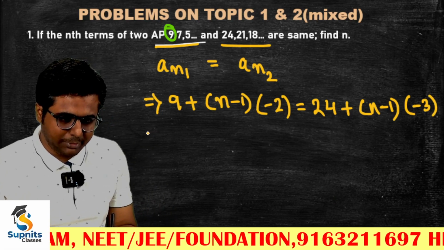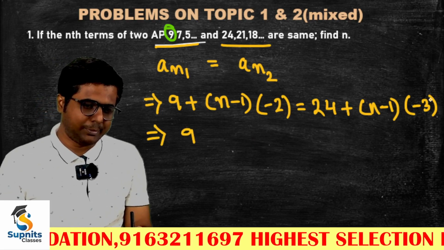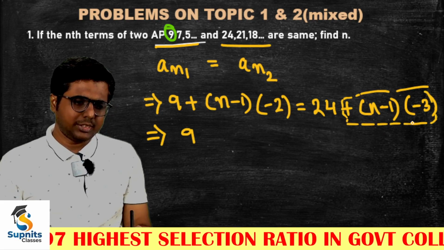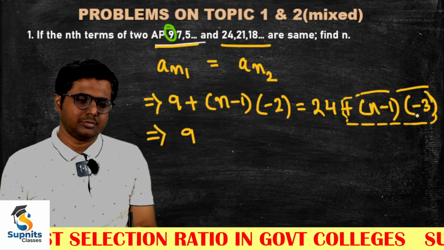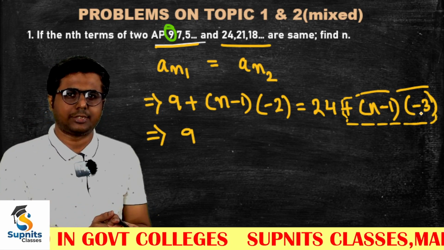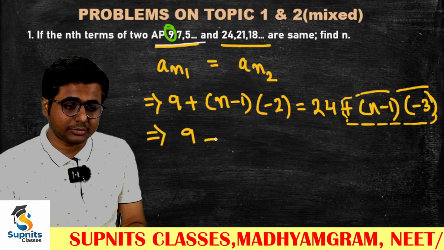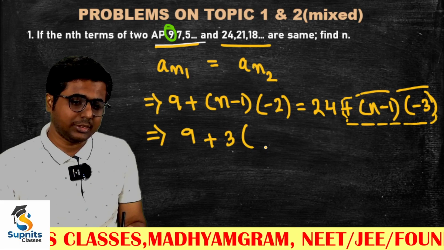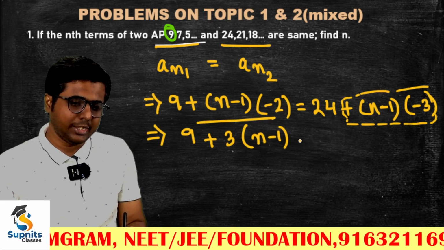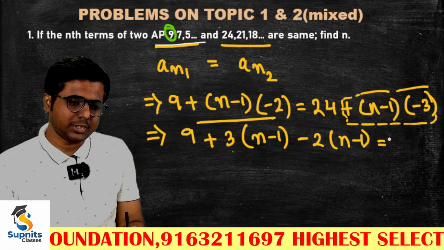Now it is about calculations only. I will keep 9 on this side and bring the other total to the other side. See, this is minus 3, so if I bring this right hand side negative to the left hand side, I will get plus, and I like plus. Plus 3 times n minus 1, and here there is already minus 2 times n minus 1, is equal to 24.